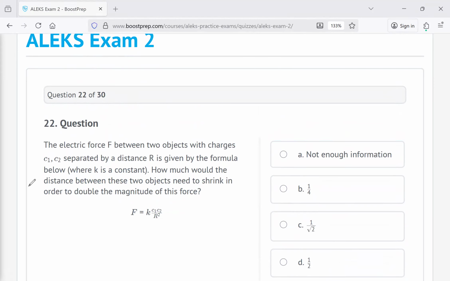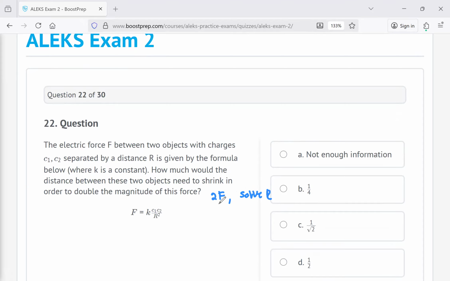Okay, this one can be a little bit tricky, but it's really not. The electric force F between two objects with charges C1, C2 separated by a distance big R is given by the formula below, where K is a constant. How much would the distance between these two objects need to shrink in order to double the magnitude of this force? So what they're saying is you're going to double your force, so that's going to be 2F now, and they want you to solve for big R.